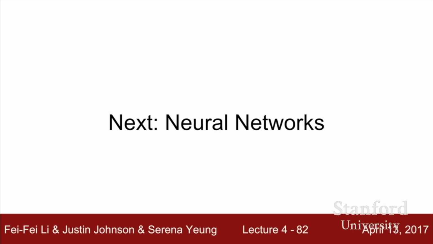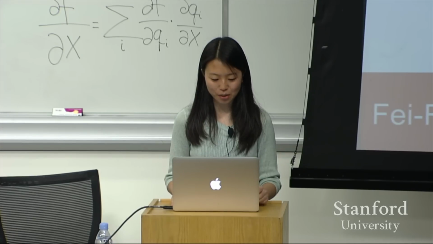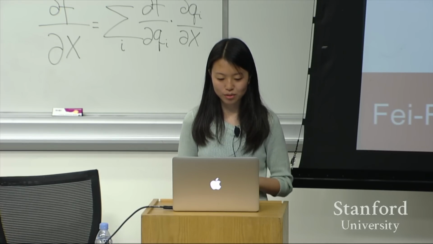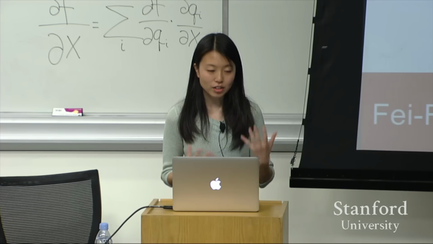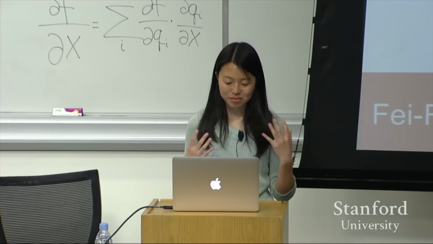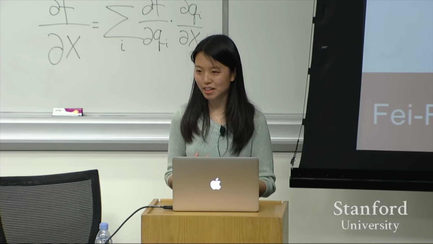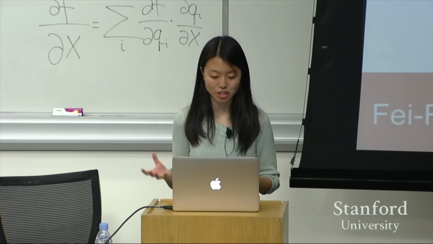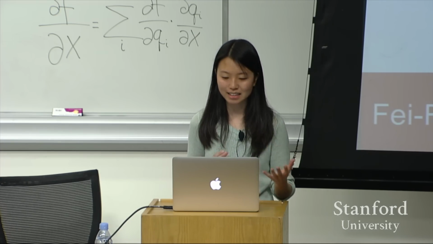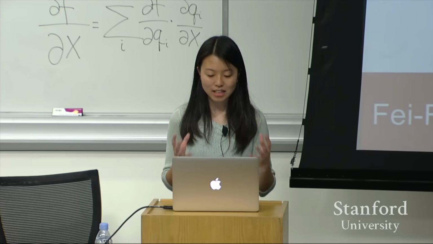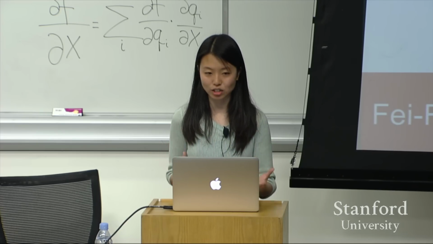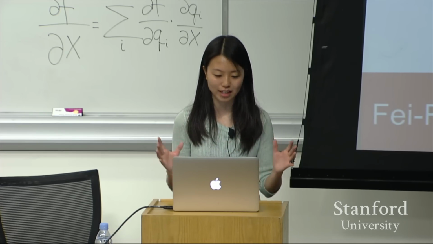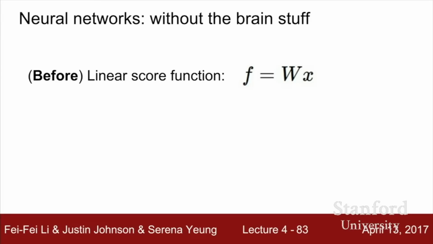Okay, so now, finally, we're going to talk about neural networks. People draw a lot of analogies between neural networks and the brain and different types of biological inspirations, and we'll get to that in a little bit. But first, let's talk about it just looking at it as a function, as a class of functions, without all the brain stuff.